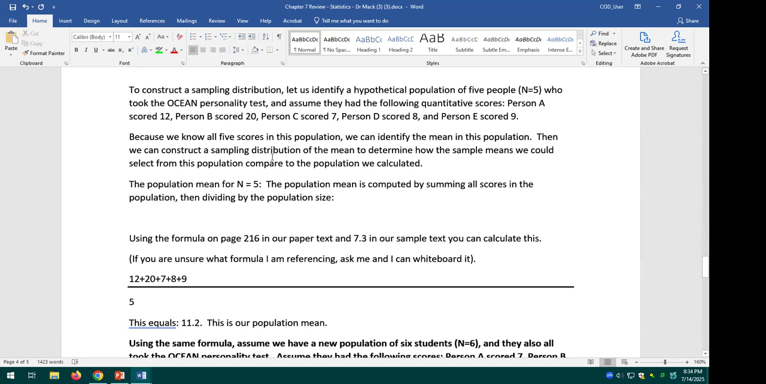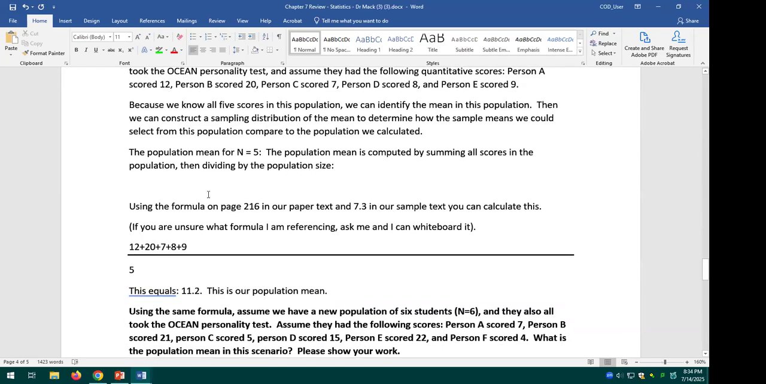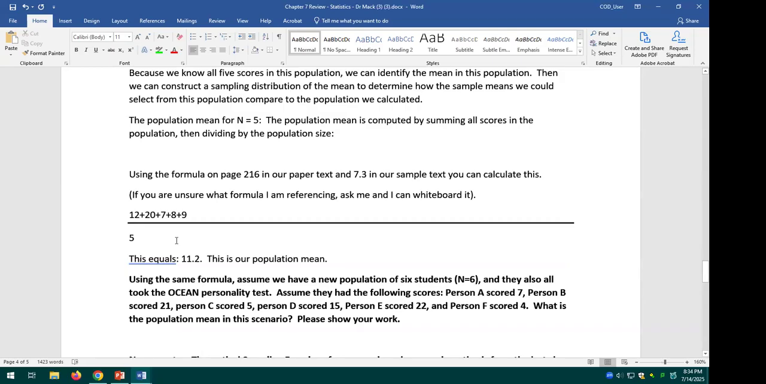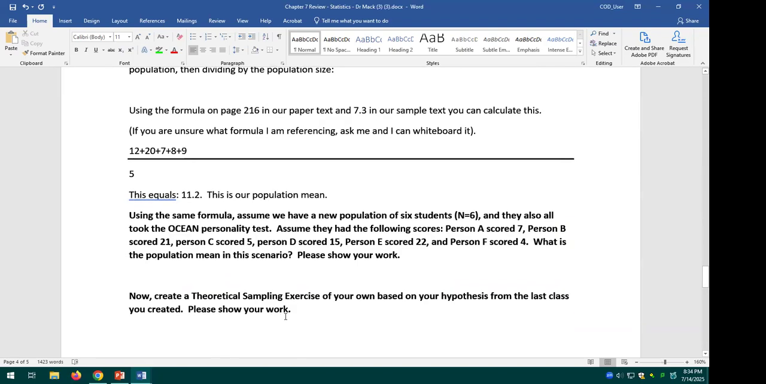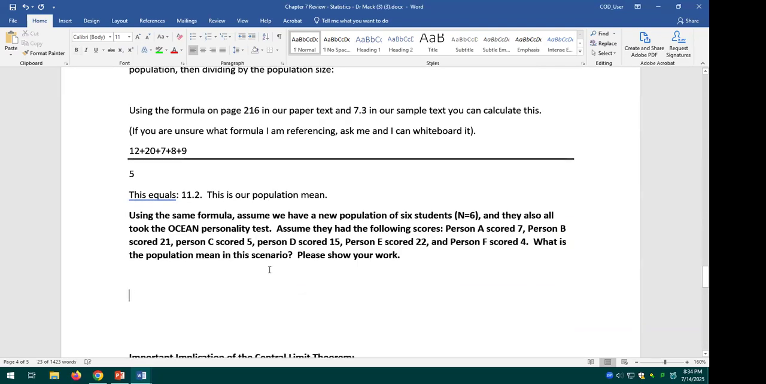Because we know all 5 scores in the population, we can identify the mean. Then we can construct a sampling distribution of the mean to determine how the sample means we could select from this population compare to the population mean we calculated. So the population mean, for n equal to 5, is computed by adding them all together and dividing by 5, which is 11.2. That should be review, the mean. All the numbers together divided by the total number of numbers that you have, 11.2, that's our population mean.